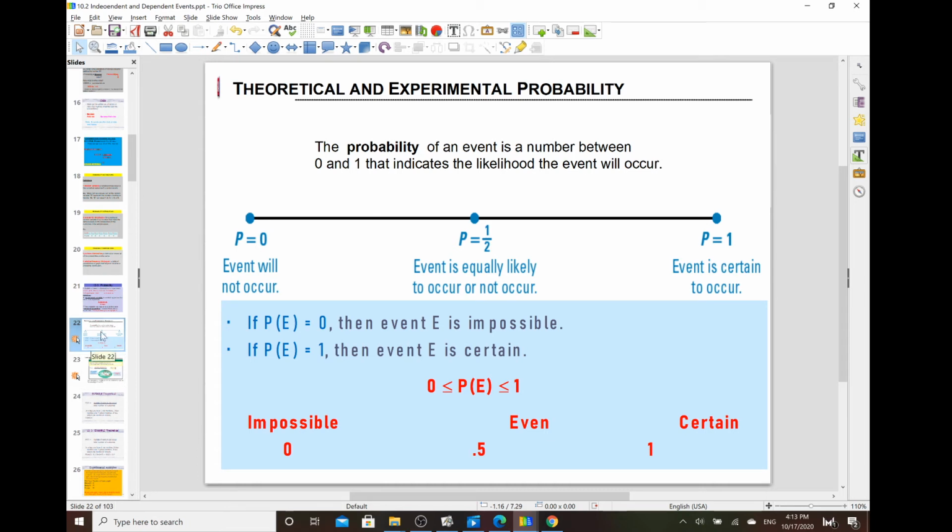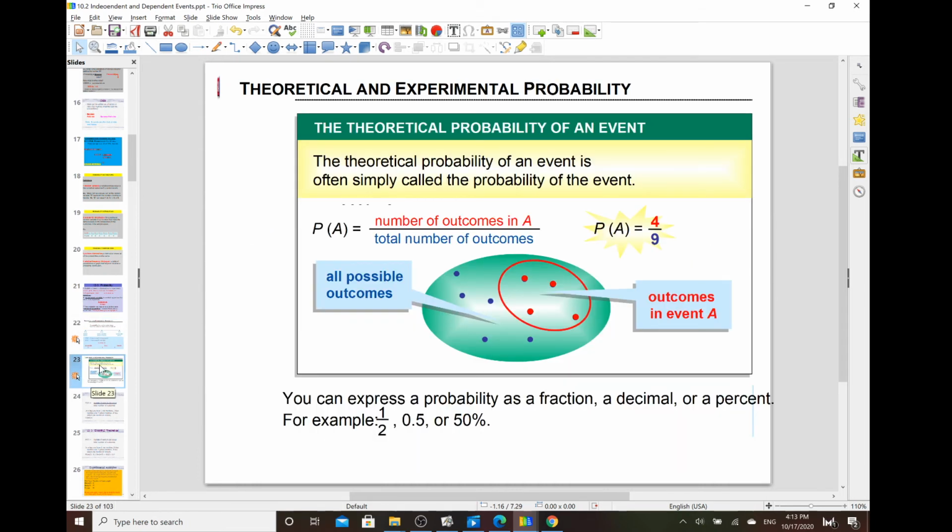Okay, so now let's see what else. The theoretical and the experimental probability, so this one shows that chart. The theoretical probability of the event is often simply called the probability of the event. So the number of outcomes in A over the total number of outcomes. Like the red dots right here over the overall dots right here. So 4 red dots, and the number of total dots here would be 9. So 4 over 9. We can express a probability as a fraction, a decimal, or a percent.